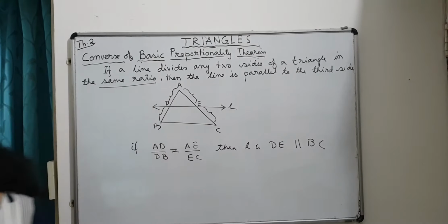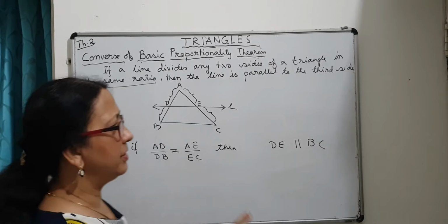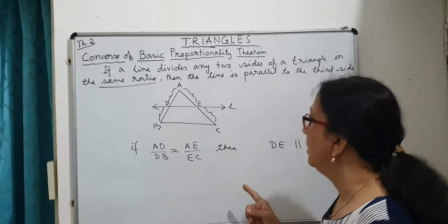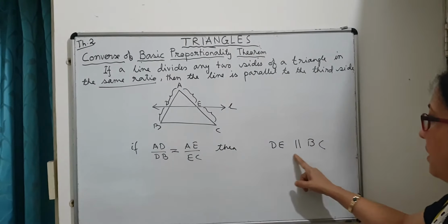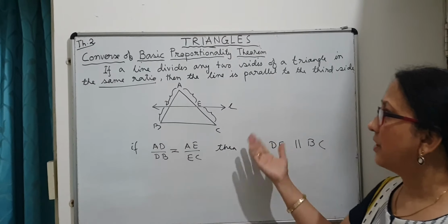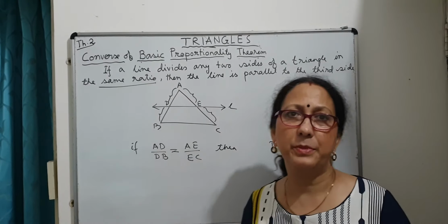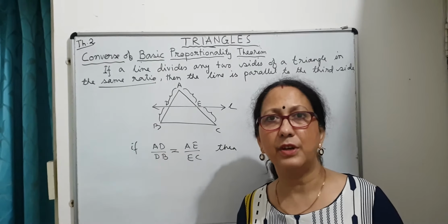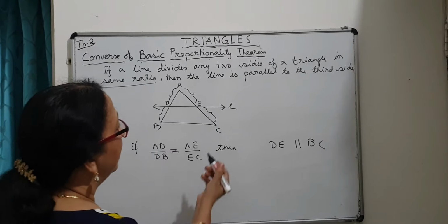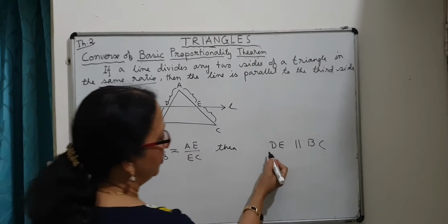So this is the converse of the BPT or basic proportionality theorem. This will be useful whenever you have to check whether a line is parallel or not. We have to check whether the two ratios are equal or not. So it is the converse, and its proof can be done by the method of contradiction. It is simple. As you know, in the method of contradiction, we assume the opposite of what is asked to prove. That is, we have to prove this, no?